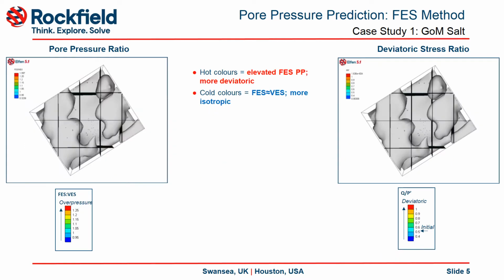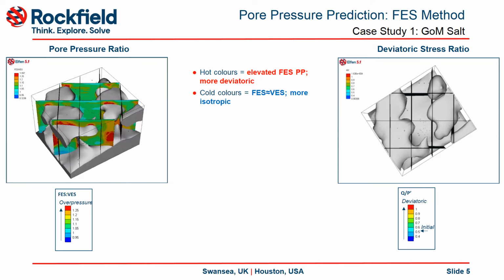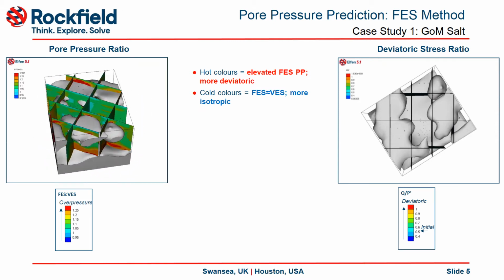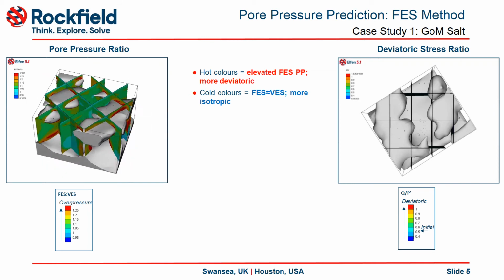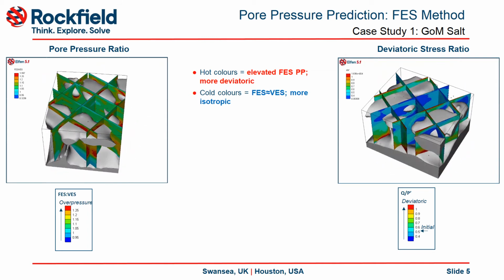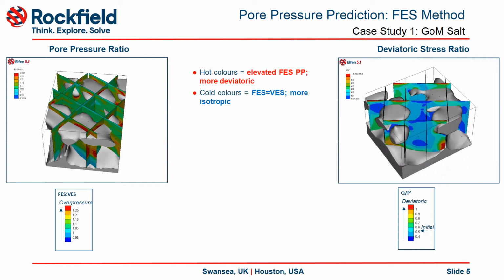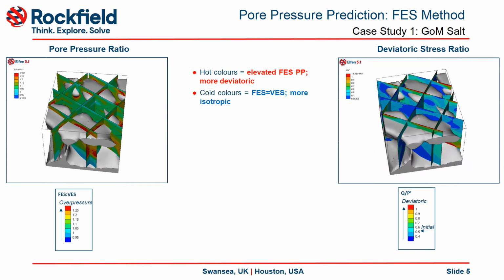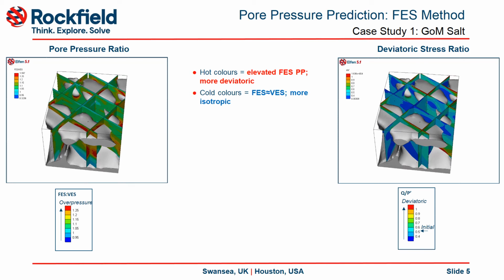Rotating 3D perspectives of the Gulf of Mexico model are shown. On the left, contours are of FES pore pressure normalized by the VES pore pressure. On the right, contours are of the ratio of deviatoric stress to effective mean stress. Hot colours indicate areas with more deviatoric stress and of higher FES pore pressure.